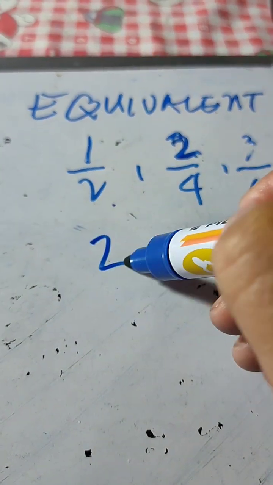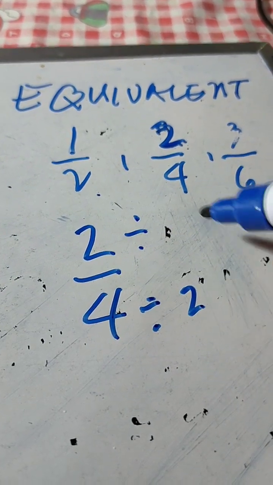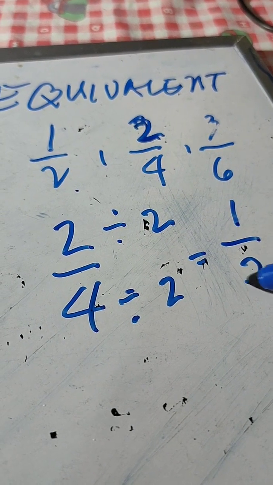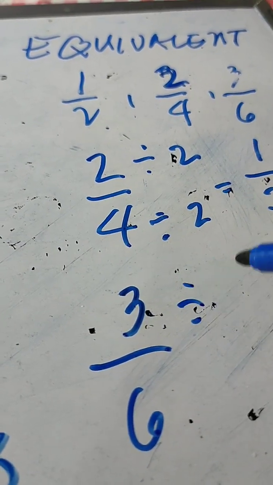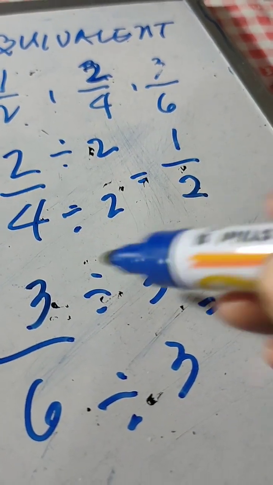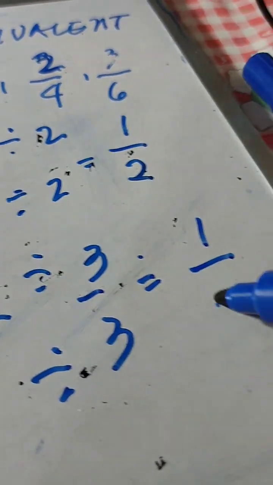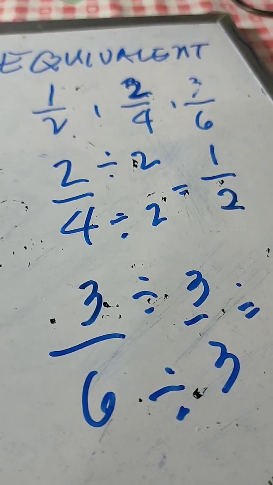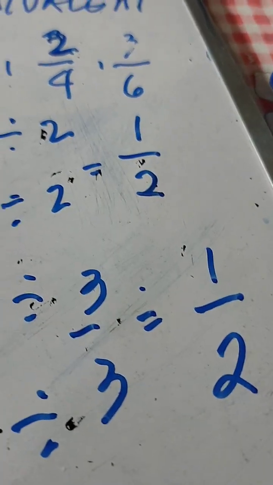So, let us say 2/4. The common divisor is 2, that is 2 divided by 2 is 1, and 4 divided by 2 is 2, so 1/2. 3/6. What is the common divisor? 3. We have here 3 divided by 3 is equal to 1, and 6 divided by 3 is 2. So they are equivalent fractions, considering that all these named fractions can be reduced to 1/2.